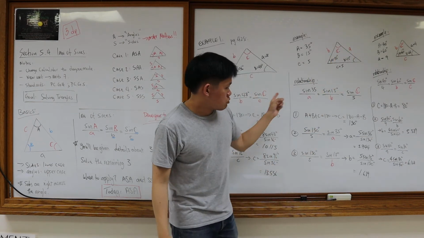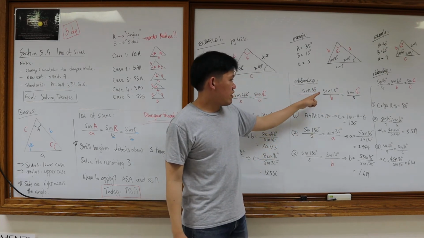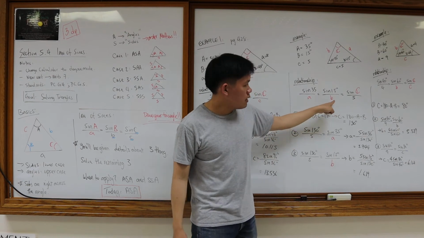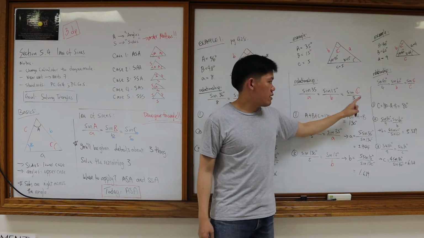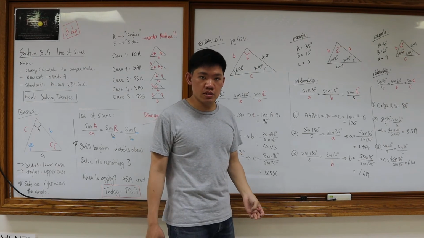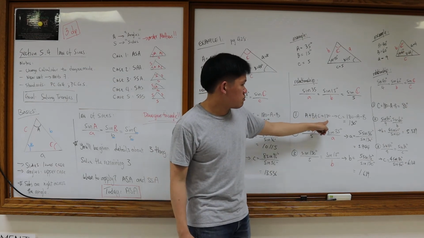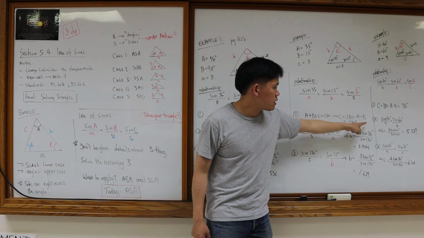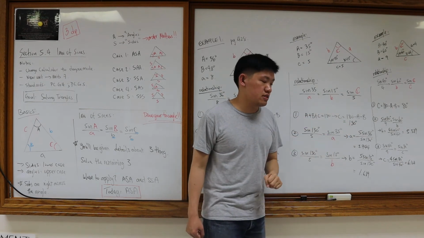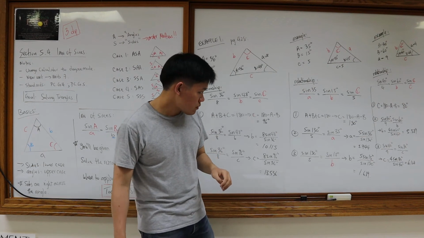Okay, so in that case, we set up the relationship. We have sine of 35 divided by A is equal to sine of 15 divided by B, and sine of angle C divided by 5. Okay, so again, step number 1, find the missing angle. So 180 degrees minus A minus B gives me angle C. Okay, my C in this situation ends up being 130 degrees.